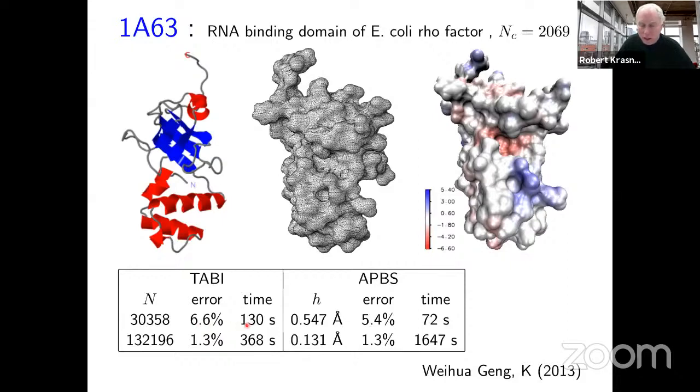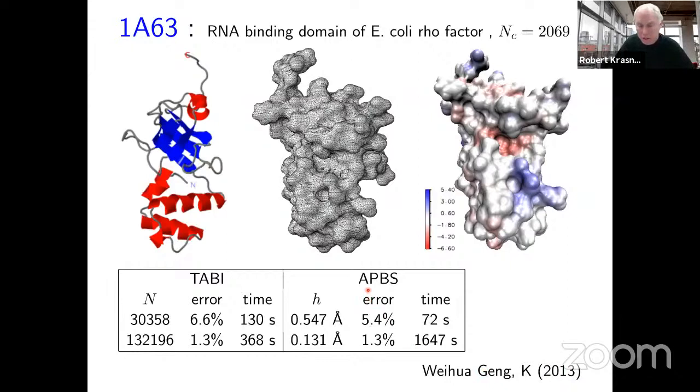And that calculation back then took 130 seconds. If we refine the triangulation to 130,000, we can reduce the error. Of course, it's more expensive. Running APBS at that time, I would say this is from a paper in 2013.